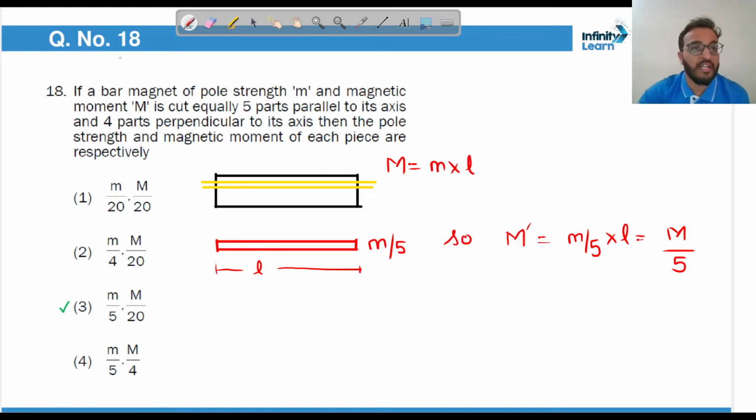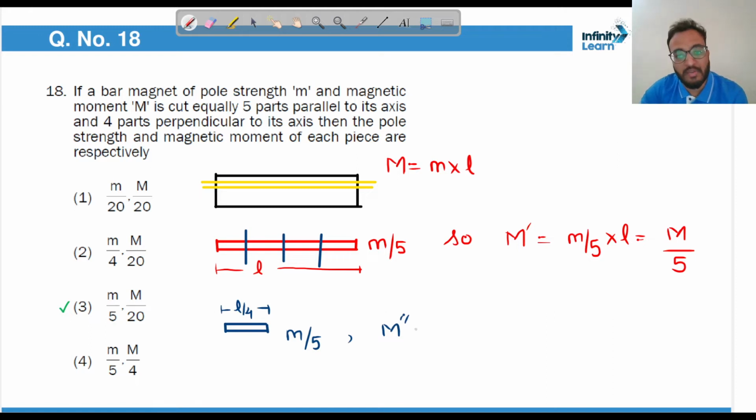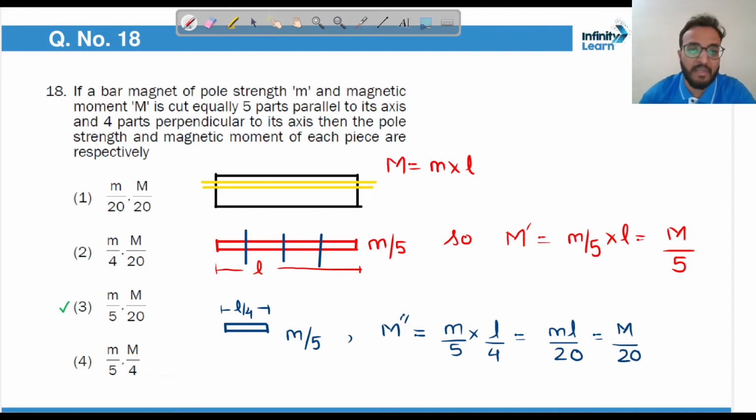Right now the magnetic moment is m into L. Do you understand? Now you cut it into 4 equal halves again, like this. 1, 2, 3, 4, 4 equal halves. So you get this small bar magnet now. If you cut like this, the pole strength will not change, it will remain m by 5, but the length will become L by 4 now. So what is the new magnetic moment? Pole strength m by 5 into length L by 4, that is mL by 20. So finally you have pole strength m by 5 and magnetic moment mL by 20. Third option is correct. Do you understand this?